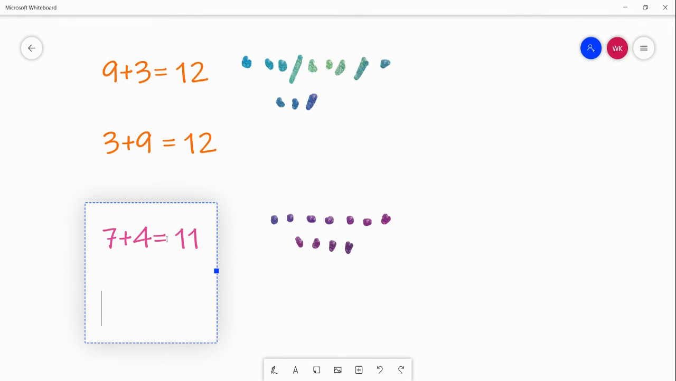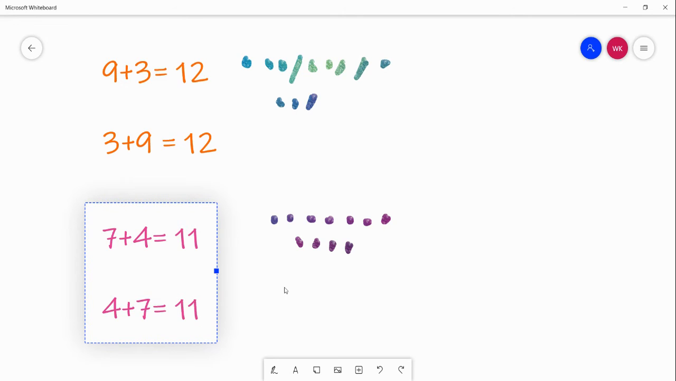So what would be our other equation? All you have to do is switch around those add-ins, which would be 4 plus 7 equals 11. So 7 plus 4 equals 11, and 4 plus 7 equals 11. If you had 6 apples and you got 3 more, then you'd have 9 apples. If you had 3 apples to begin with, and then you got 6 more, you would have 9 apples.